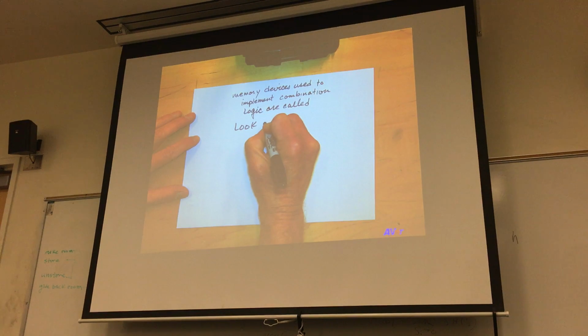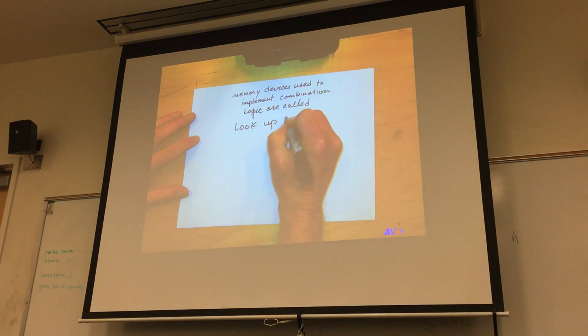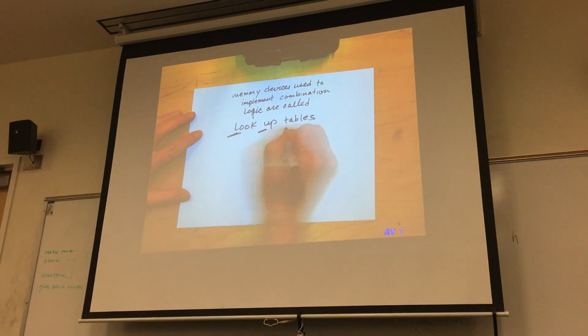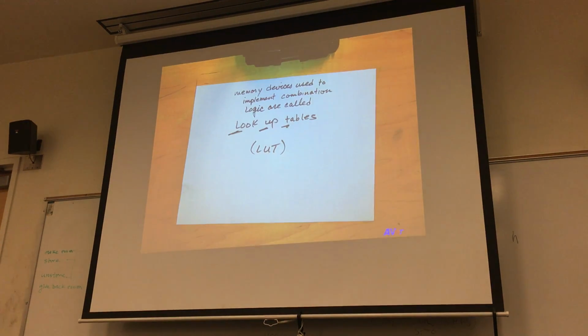They're called lookup tables, or a LUT. So a memory chip used to implement combinational logic is referred to as a LUT.